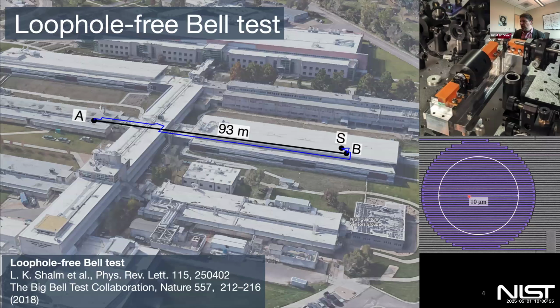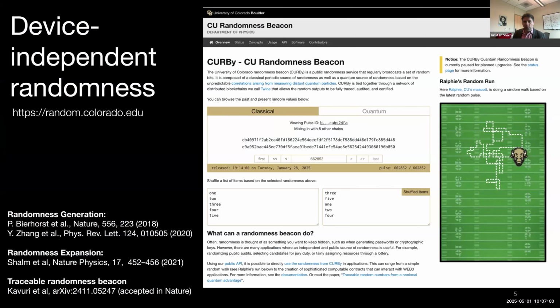And in particular, these so-called device-independent quantum communication protocols, where you can actually use a Bell test as a kind of building block to exclude quantum adversaries or show that you have true randomness. And we've been doing a lot of work on these device-independent protocols. And here are some examples and references for folks to look up. We've even launched a new service, the CU randomness beacon, where you can actually create traceable quantum randomness. And that paper will be coming out soon.